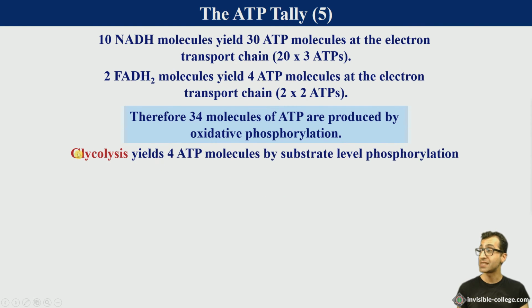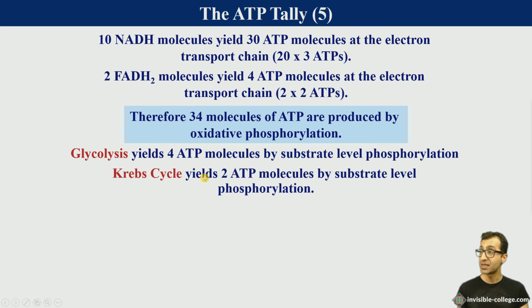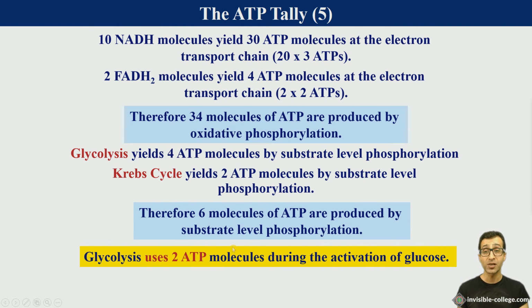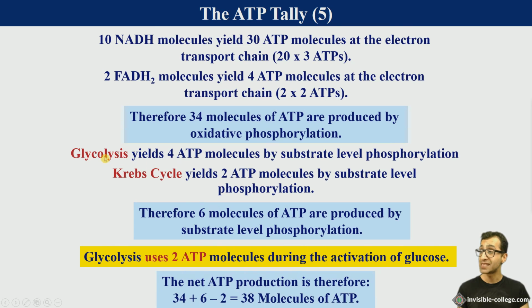4 molecules of ATP net produced by glycolysis, and the Krebs cycle yields 2 ATP molecules by substrate level phosphorylation. Therefore 6 molecules of ATP are produced by substrate level phosphorylation. However, we used up 2 molecules of ATP during glycolysis, and so the net production of ATP by all of these processes is 38 molecules of ATP.